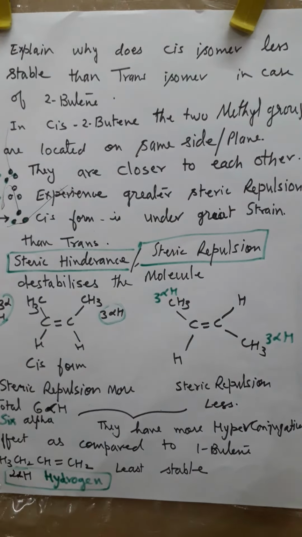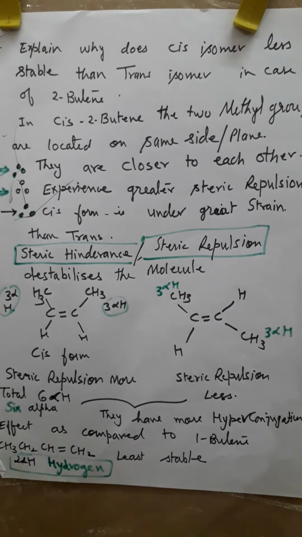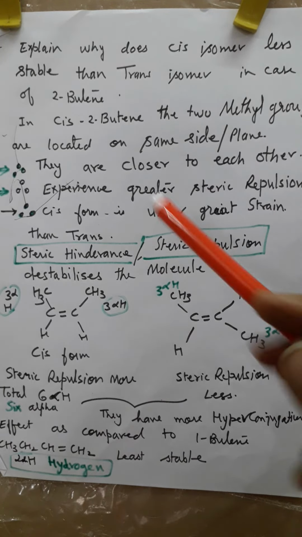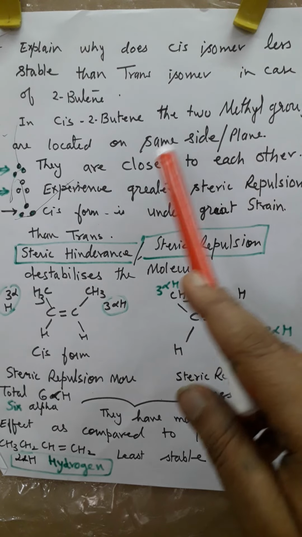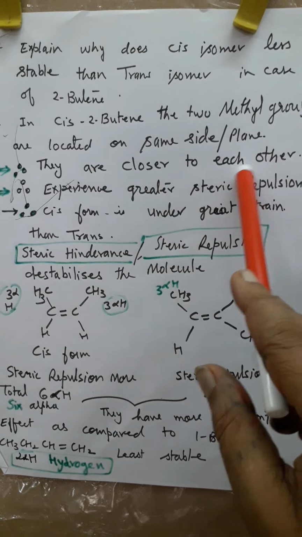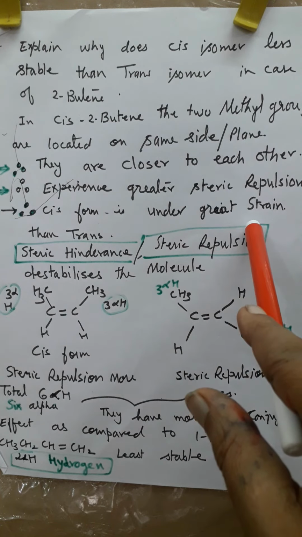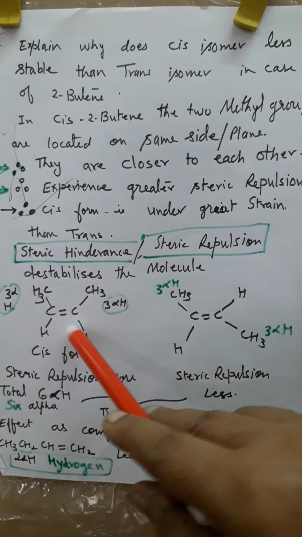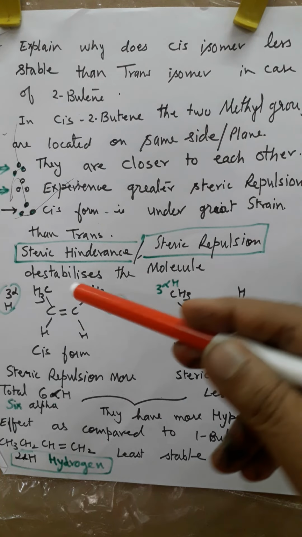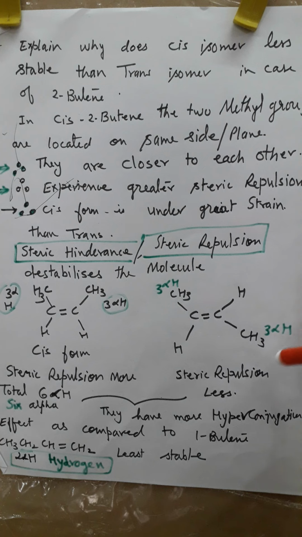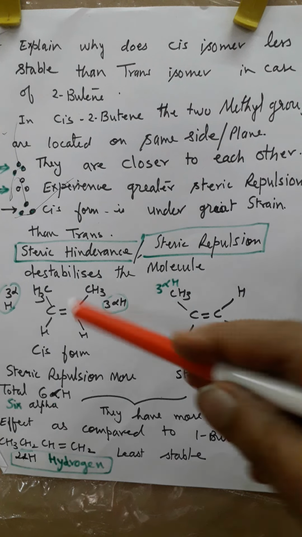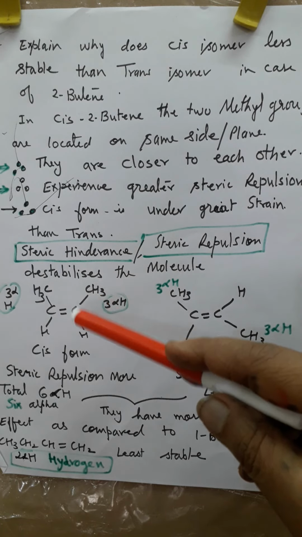Explain why the cis isomers are less stable. See here, explain why the cis isomer is less stable than the trans isomer in 2-butene, which I told you briefly. In 2-butene, the 2 methyl groups are located on the same side, so they are closer to each other and experience greater steric repulsion. So the cis form is under greater strain than trans, that is why cis is less stable as compared to trans. In trans, steric repulsion is very little, whereas in cis it is very much, so more tension, so less stability.